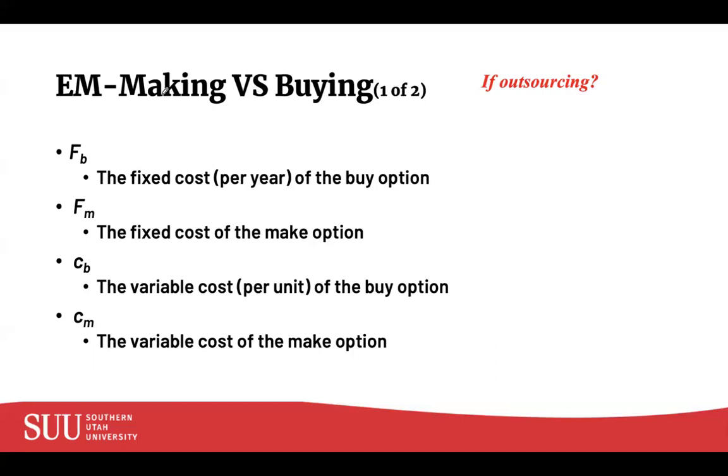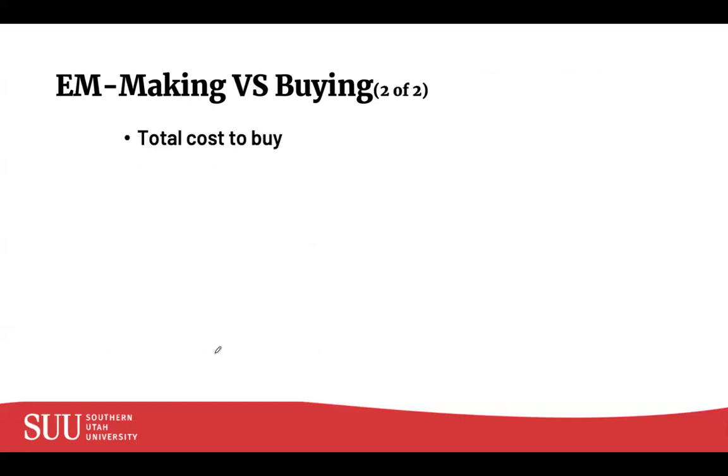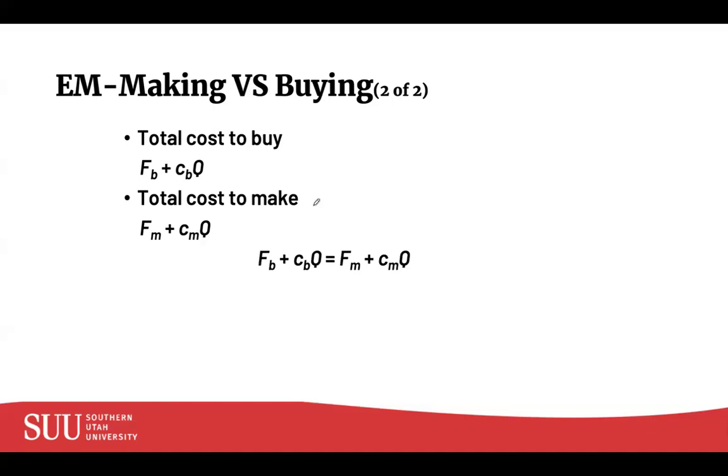For outsourcing, we focus on the fixed cost for the buy option, the variable cost for the buy option, and the fixed cost for the make option and the variable cost for the make option. So the total cost of buy is the fixed cost and the variable cost, and the total cost for make is still the fixed cost and the variable cost. And how do we find the break-even? We find where they equal each other. It looks like this. We still have these charts, and we also have two lines over there. One is the make line, one is the buy line.